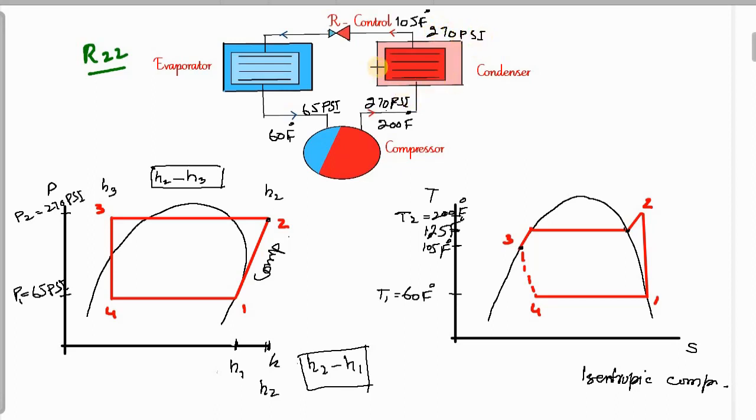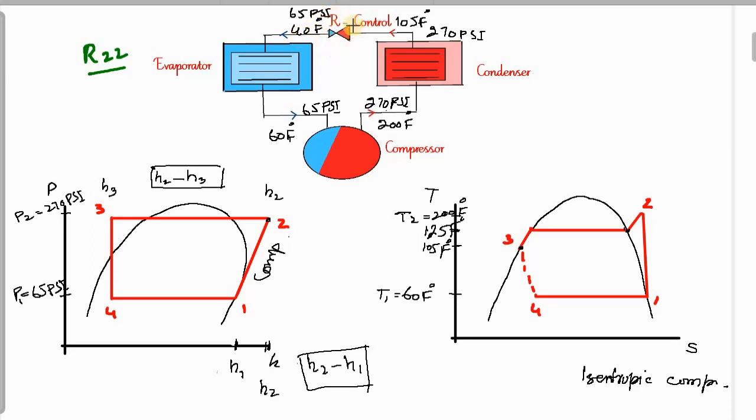Now the third process is the controlling process in the refrigerant control device. When the refrigerant passes through this refrigerant control, the pressure of the refrigerant decreases, down to 65 psi. When the pressure decreases, the temperature will automatically decrease, from 105 degrees Fahrenheit to 40 degrees Fahrenheit, and it is a cool condition for this refrigerant.